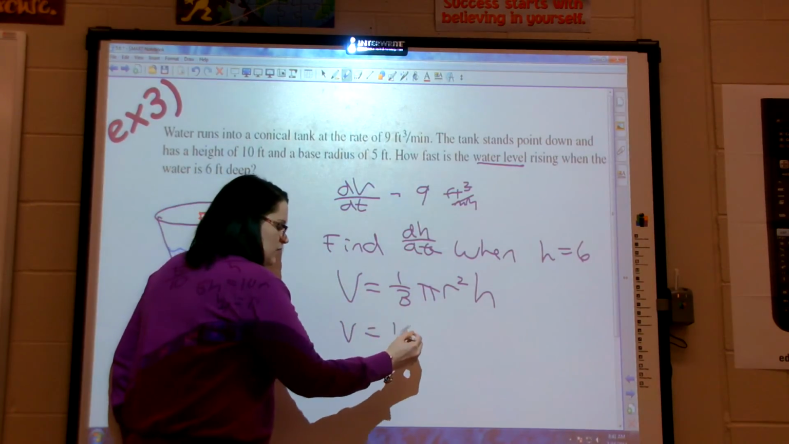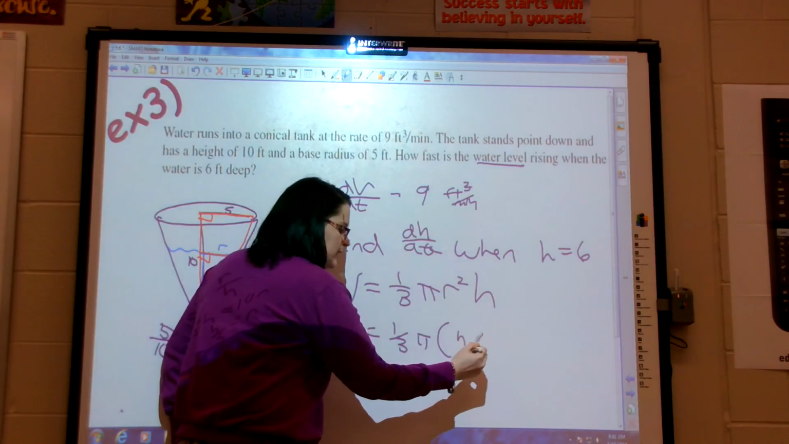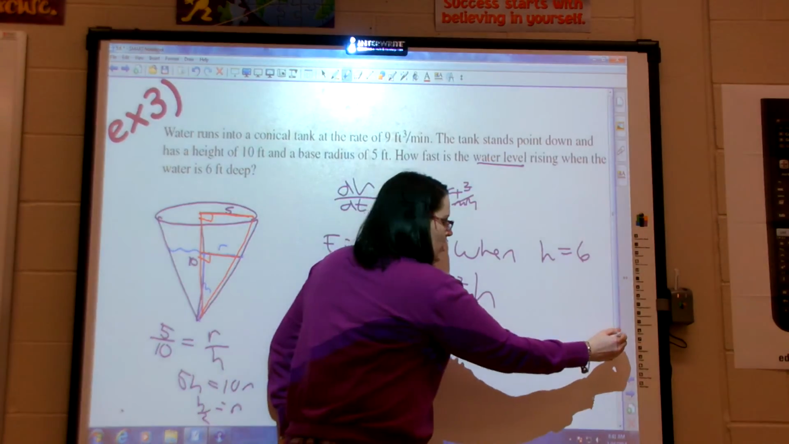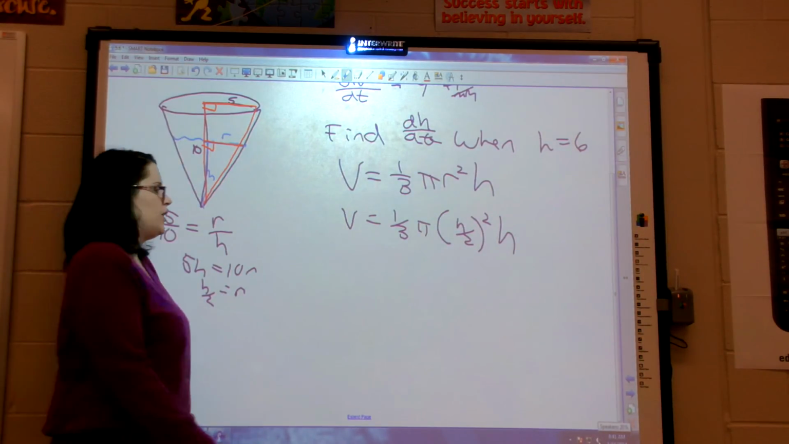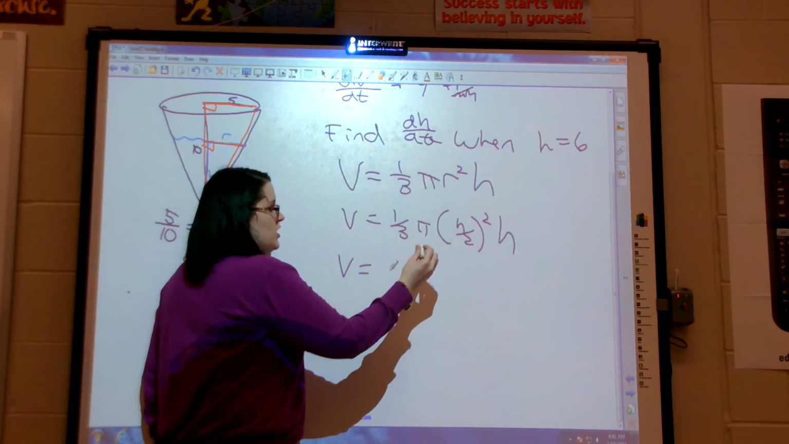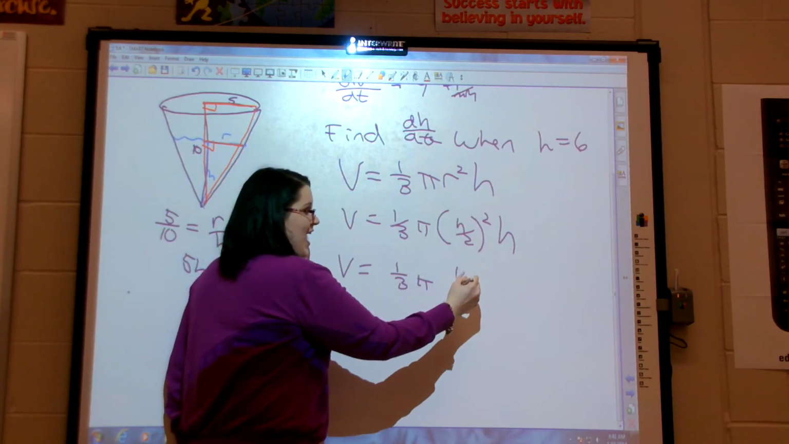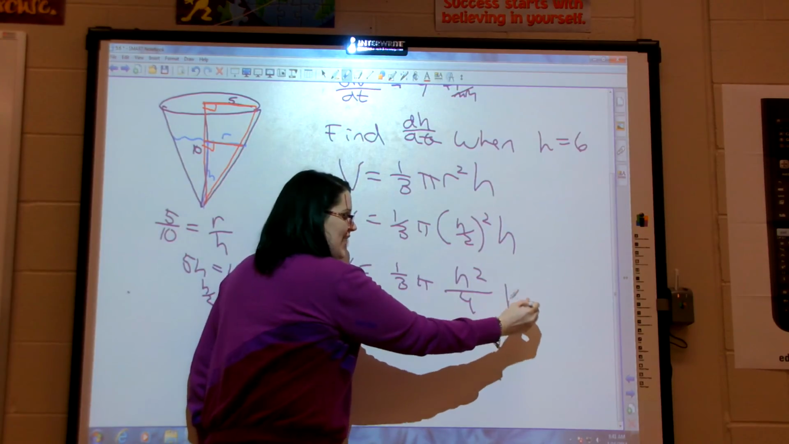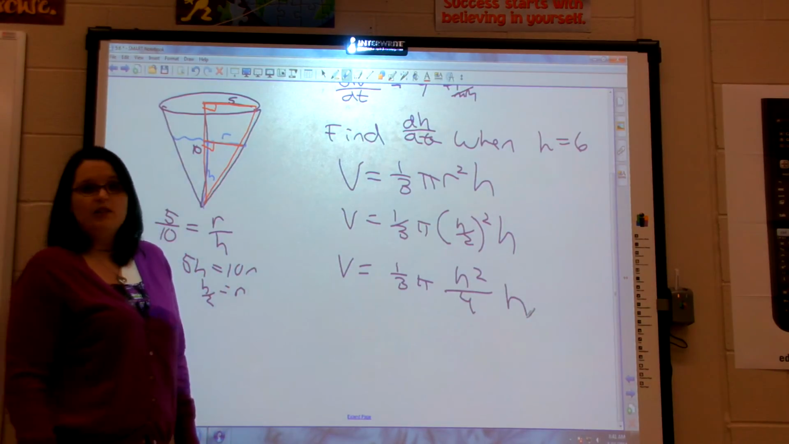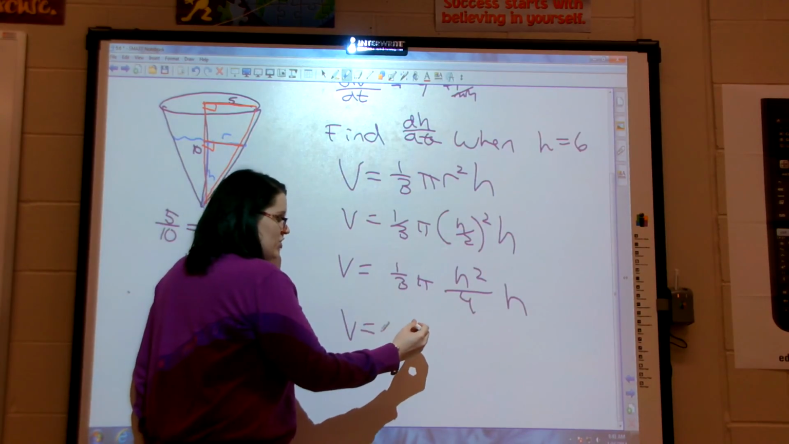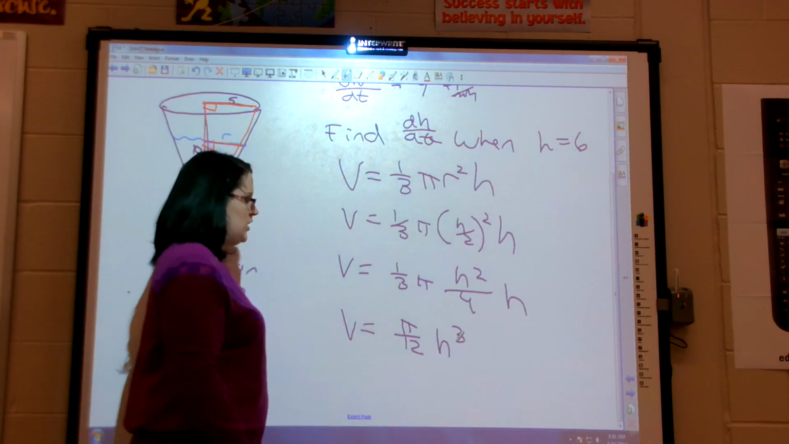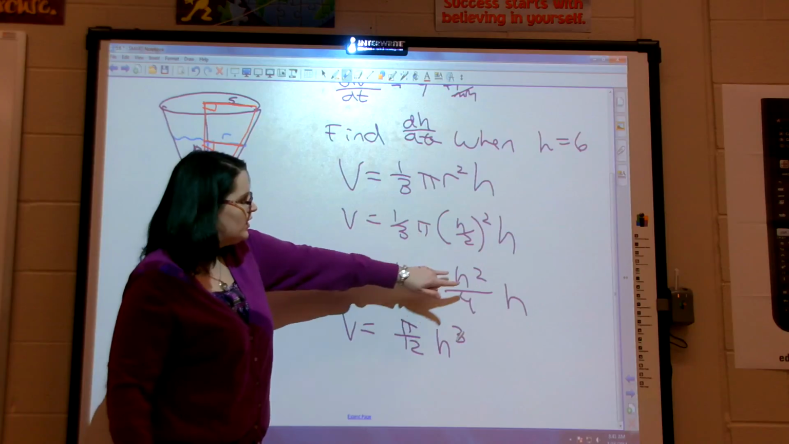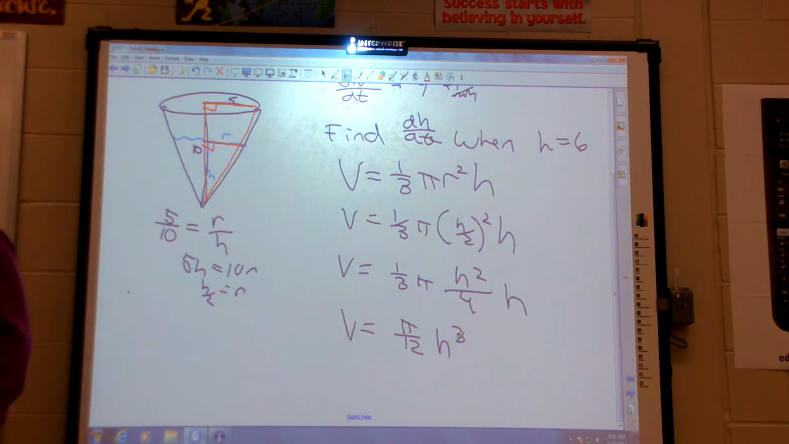Now let's plug that in over here. And don't be a fool. Some people try to differentiate here. Let's clean it up first. So I don't have to use the power or the product rule. That'll give me 1/3 pi h squared over 4h, correct? Let's keep cleaning that up. So I actually have pi over 12 h cubed. Right? Pi over 12 h cubed. Hey, look at that. That's a nice, neat function to differentiate.